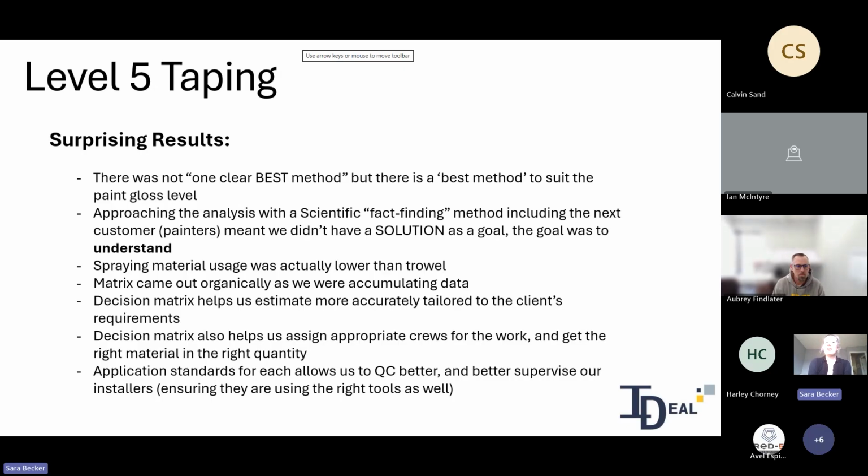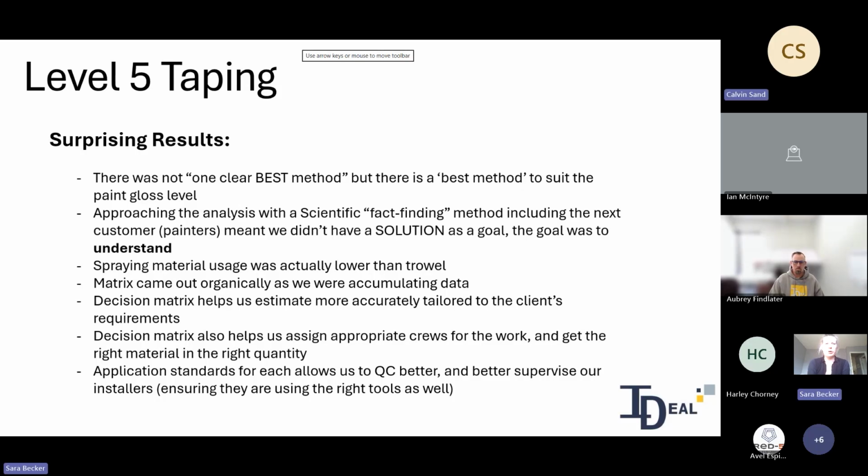That matrix that we have, that kind of came out organically as we were accumulating data, which I thought was kind of cool. That was sort of Ian and Calvin getting all that data together and figuring out what categories to even put these in. So that was really cool.